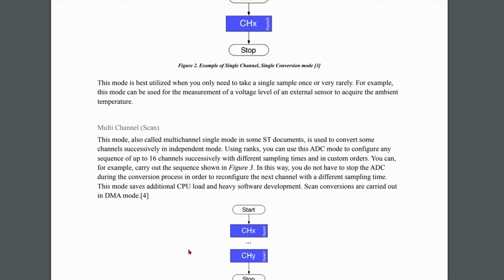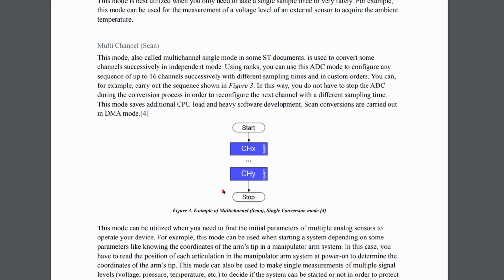We can, for example, carry out the sequence shown in figure 7. In this way, we do not have to stop the ADC during the conversion process in order to reconfigure the next channel with a different sampling time. This mode saves us additional CPU load and heavy software development. Scan conversions are carried out in the DMA mode, and this is our multi-channel scan.